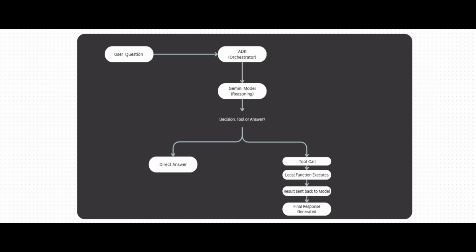Two possibilities happen at the phase of decision. First possibility, no tool required. If the question is simple, like what is 2 plus 2, the model generates the direct answer and sends back the response. The second case is if the question requires external data, like what is the current time in Pune. The model recognizes, I need the time tool, and it calls a tool instead of giving a final answer.